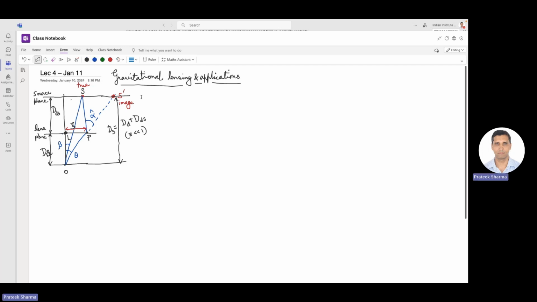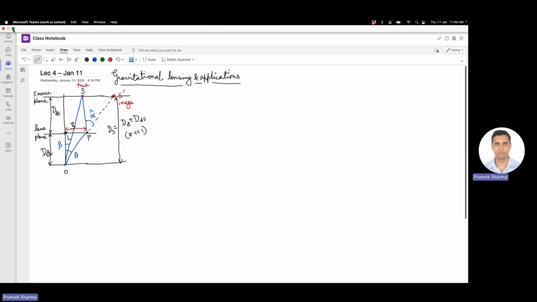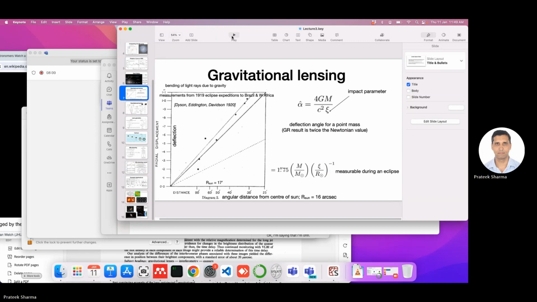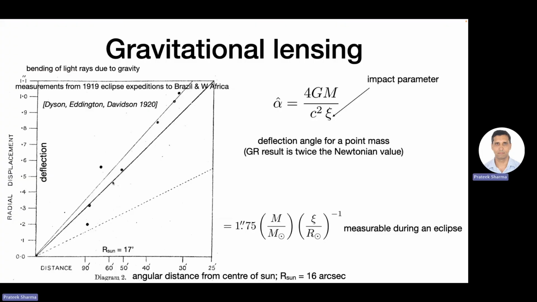So before I do these things, let me show you a slide taken from that paper. This is an actual figure from this paper, Dyson, Eddington, and Davidson. And what it shows is distance from the center of the sun.